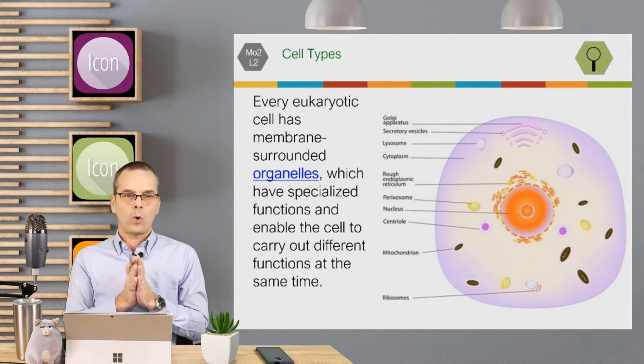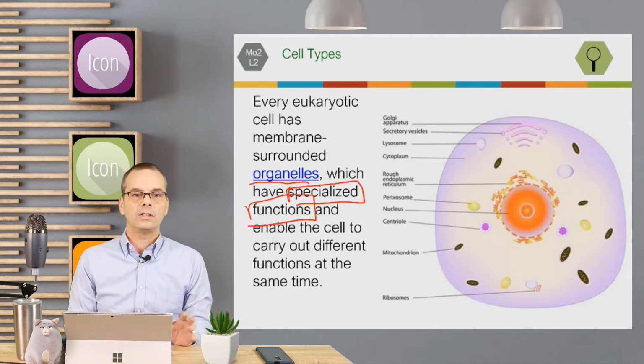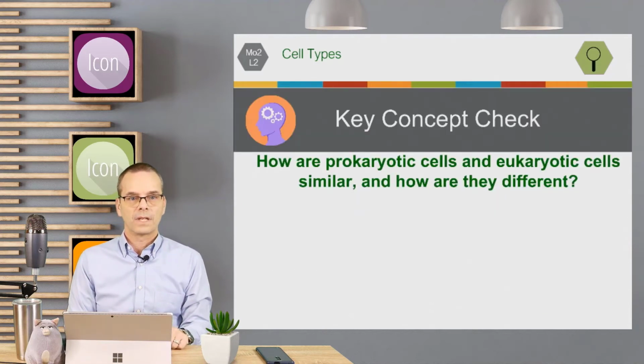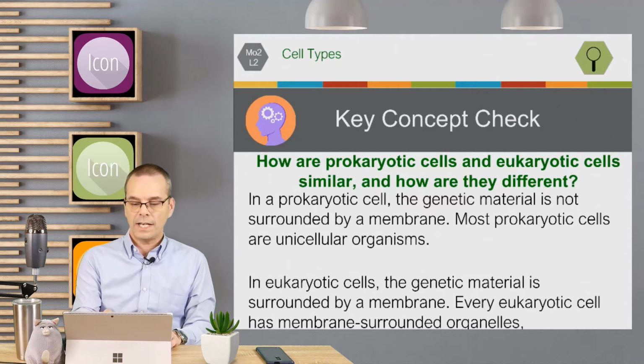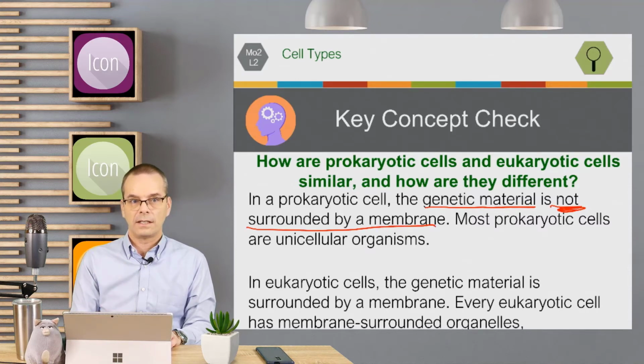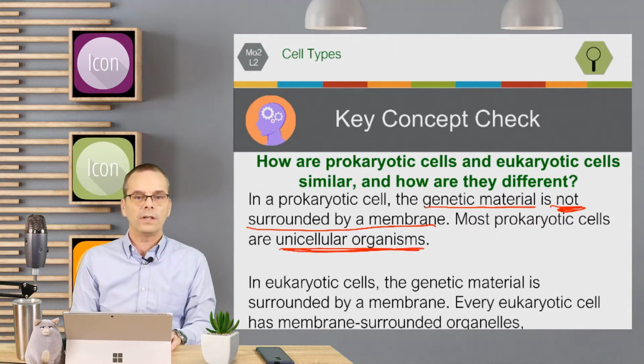So every organelle, right, has a special function. It has something very specific it does for the cell to be able to do what it's supposed to do. So how are prokaryotic and eukaryotic cells similar and different? Well, one, genetic material is not surrounded by a membrane in prokaryotic cells. And also, prokaryotic cells are unicellular. So that's how they're different.